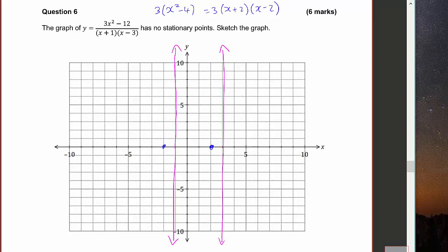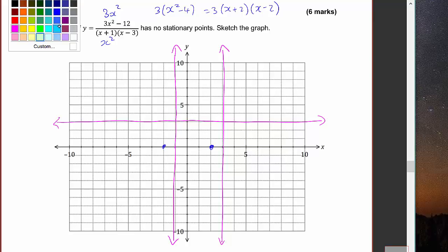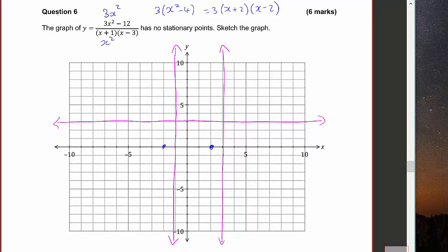And think about the horizontal asymptote. So on the top we've got a 3x squared. On the bottom, if we expand out, we've got an x squared. So when x tends to infinity, the thing's going to tend to 3. So we're going to have a horizontal asymptote, like so. And now I think we're in a good position to draw this.